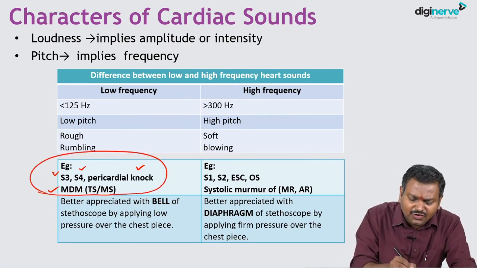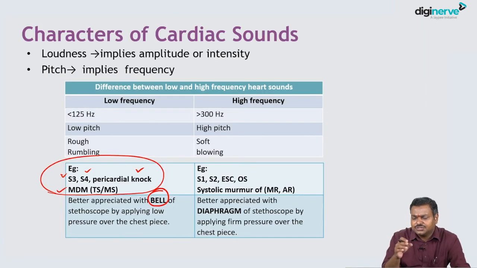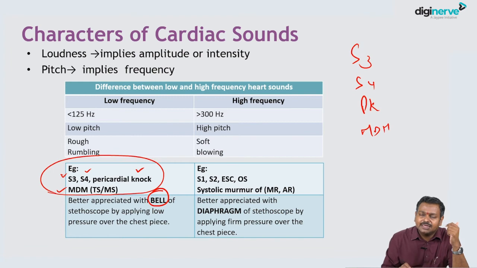Please remember, for all of them we have to use the bell of the stethoscope, and it has to be pressed very lightly. Very important, you have to remember how we use the bell. The bell has to be open, it should not have any rims. When it is placed, it should not be firmly placed, it should be lightly placed. You hold the stem of the chest piece and just place the bell there. Only then can you hear this low pitched sound. If you place it and press it firmly, the bell will become a diaphragm, so you will not be able to hear the low frequency sound. So remember the low frequency sounds: S3, S4, pericardial knock, mid-diastolic murmur of mitral stenosis.